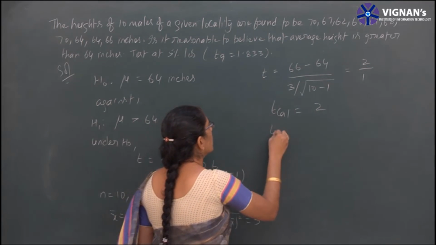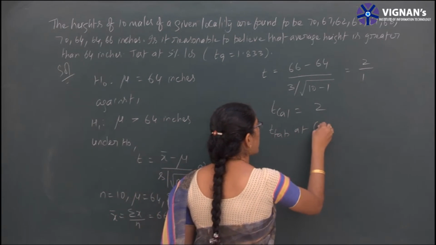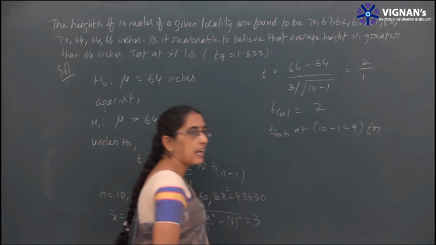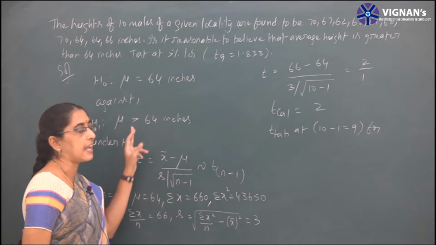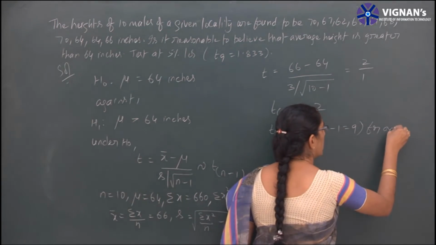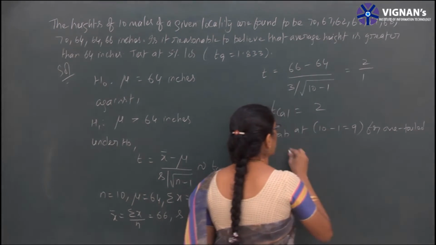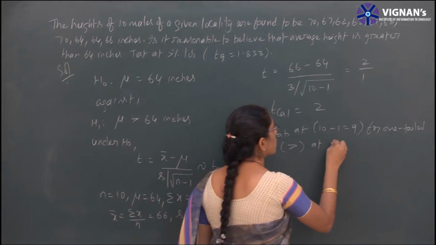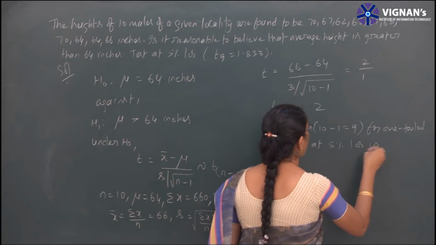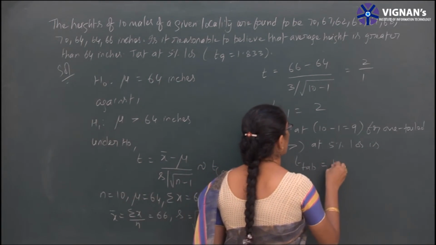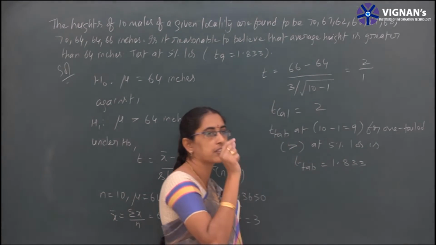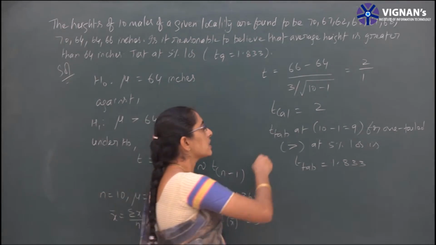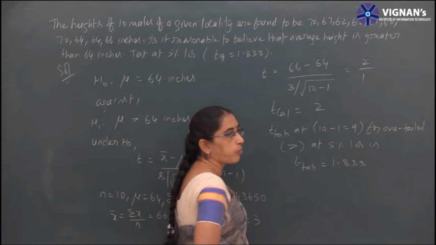Now the tabulated value of t at 10 minus 1 equal to 9 for one tail, because the alternative hypothesis is greater than. So it is one tail, that is right tail, and level of significance is given as 5%. So the tabulated value is 1.833. That means in the tables we look at the value at 0.05 for 9, so it is 1.833. So t calculated is 2 and t tabulated is 1.833.